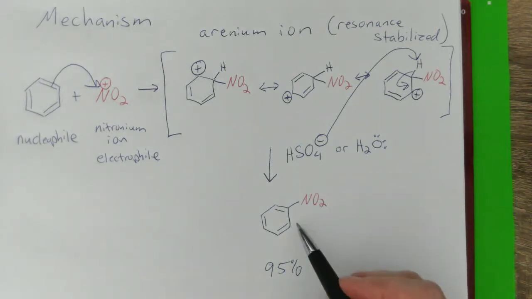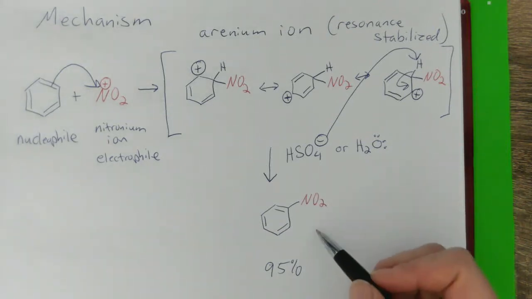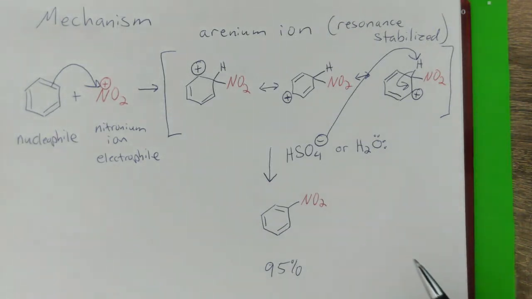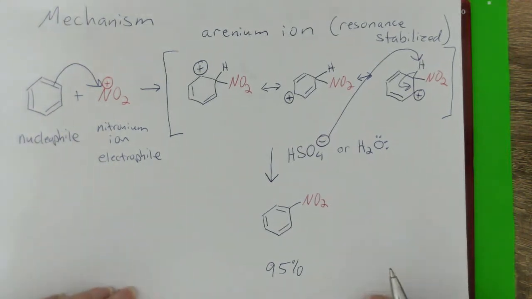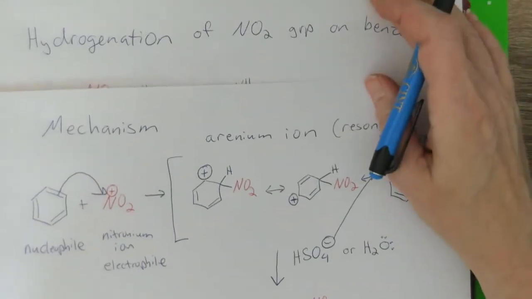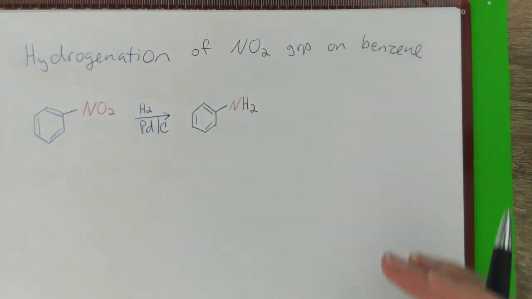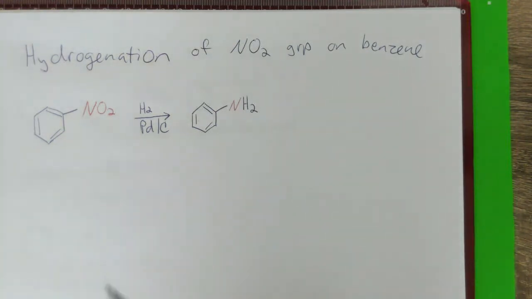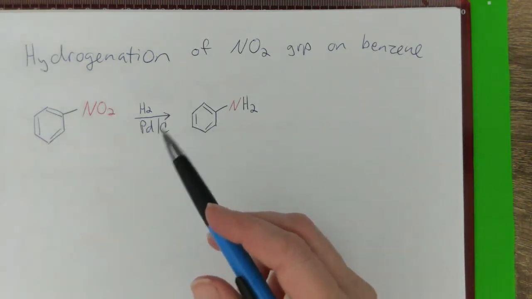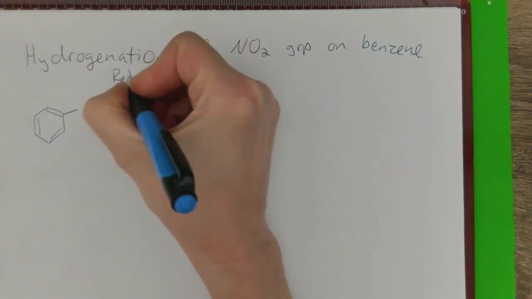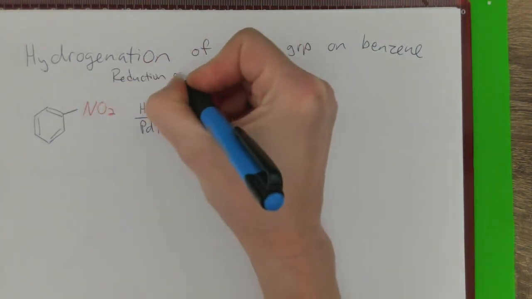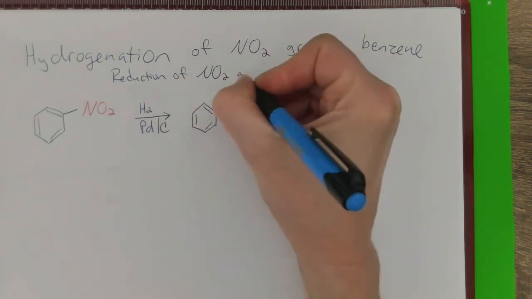nitrobenzene. Nitrobenzene is less reactive than benzene, and it's really important for making aniline. So aniline can be made from nitrobenzene by reacting it with a reducing agent. So let's take a look at that. So this is an important reaction that you also have to know about, even though it's not the electrophilic aromatic substitution. This is just reduction. So we're reducing the nitro group. So I can also call this reduction of the nitro group. Okay.